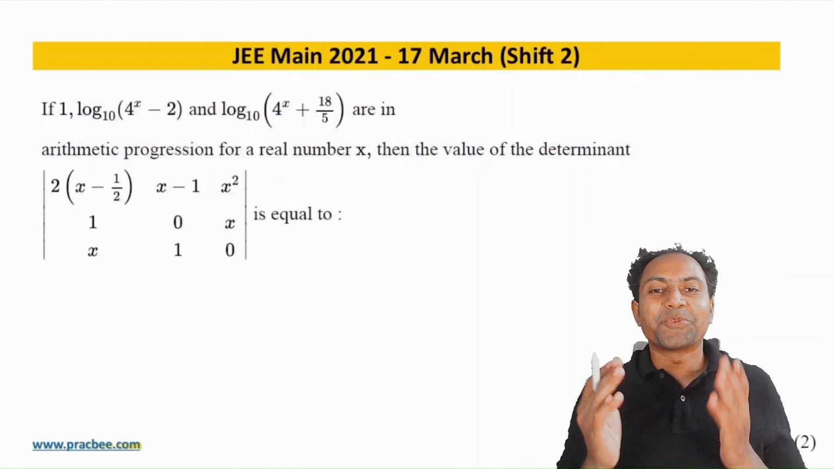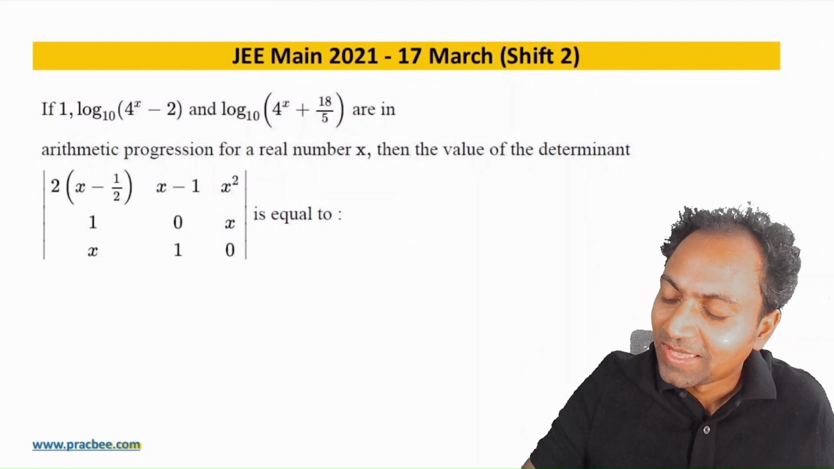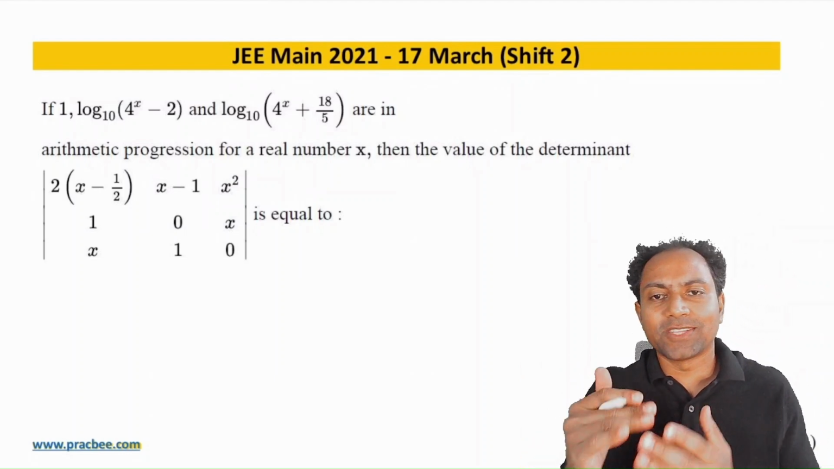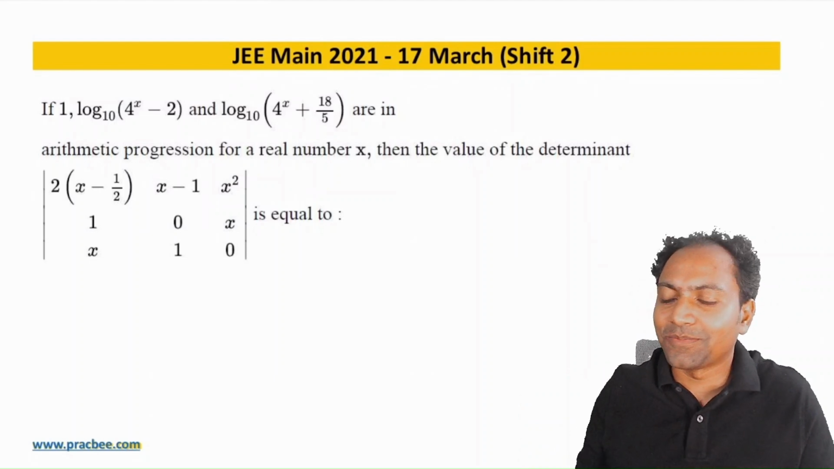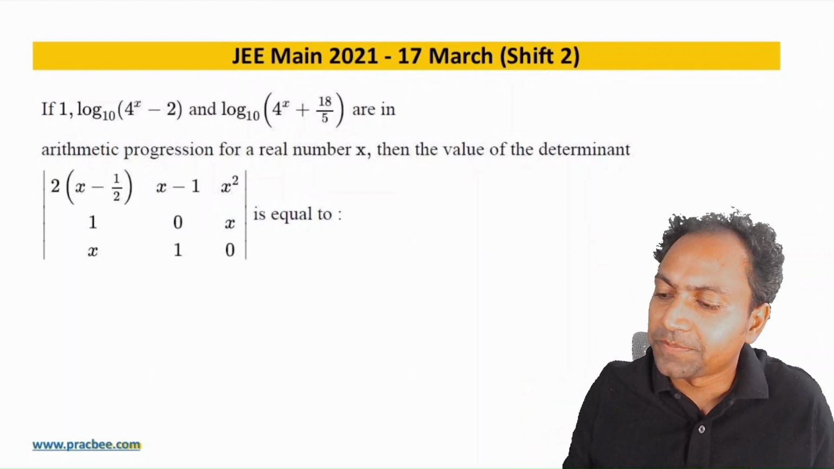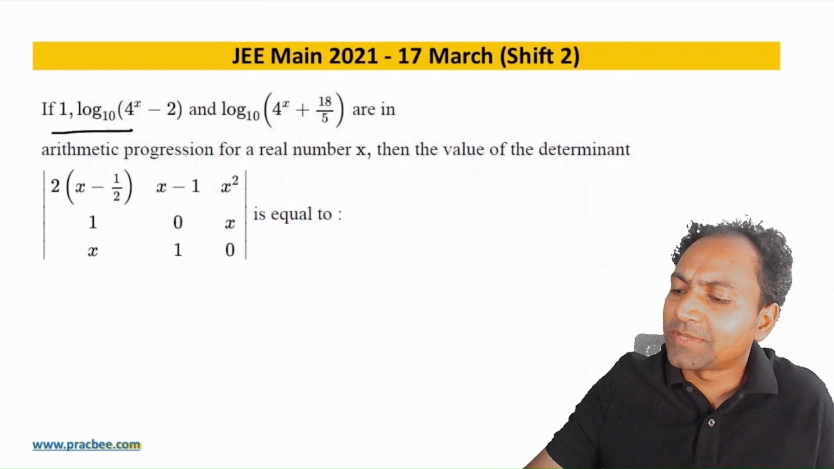So let us move towards this last question of our discussion. In this question, there are two parts of the question. One is based on determinant, another one is based on logarithm. So first, let us see the logarithm part of it. What they're saying is these three terms are in arithmetic progression.